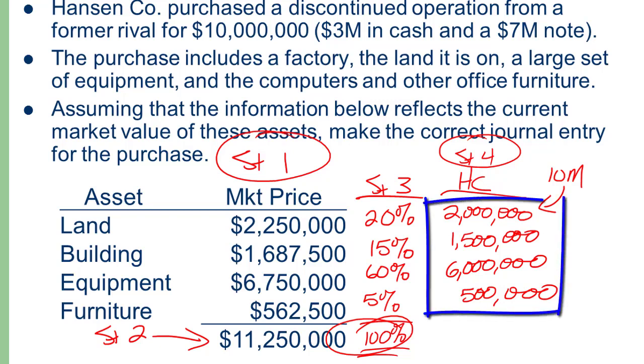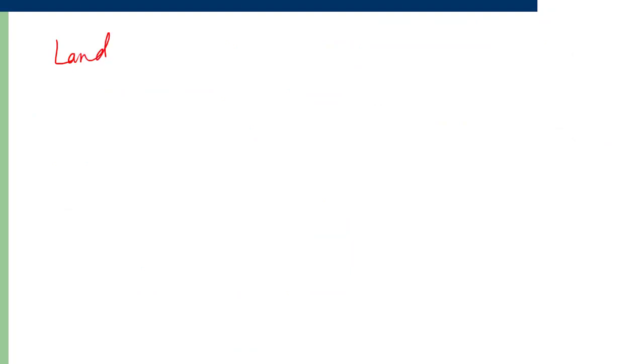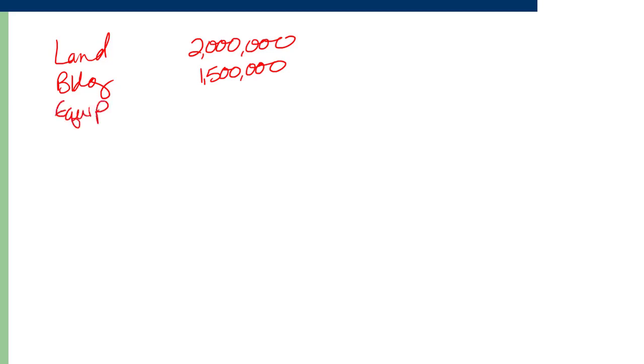Now that I've got the amounts, I can do a journal entry. The best part. Let's take a look at our journal entry here. In this case, we've got land. We're going to debit that for 2 million. We have a building that will debit for 1.5 million. We'll debit our equipment account for 6 million. And office equipment or furniture, whatever you want to call it, 500,000. Must have either some really nice chairs or some good computers and servers in there. Otherwise, you probably overpaid for the whole furniture thing.